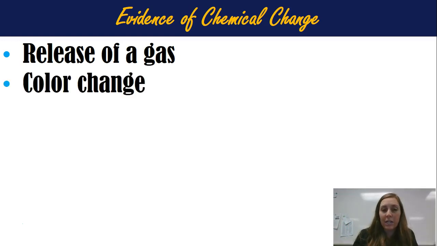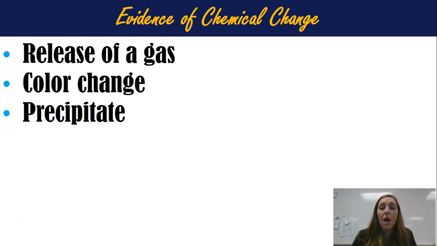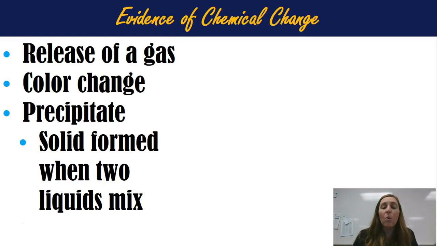The other thing is a color change. If you mix two things and get a color that you didn't expect, that's obviously going to be your color change. A precipitate. If a precipitate forms, that's a chemical change. What is a precipitate? Well, this is a solid that forms when two liquids mix. So if you pour two liquids together and then you see a solid in there, that was a pretty big change. Something obviously changed at the atomic level, so that's a chemical change.